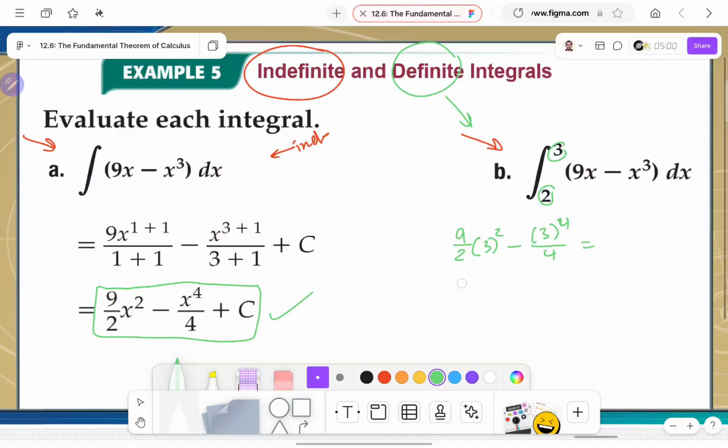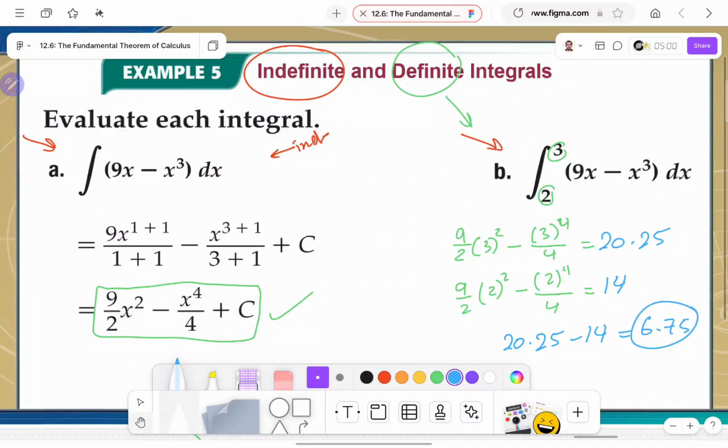Then I find the answer. Now we do the same thing for the 2 squared minus 2 to the power of 4 over 4. Then I can find the answer. The answer for the first one is 20.25 and this one is 14. So the final answer will be 20.25 minus 14, which is equal to 6.75. So this is the final answer.